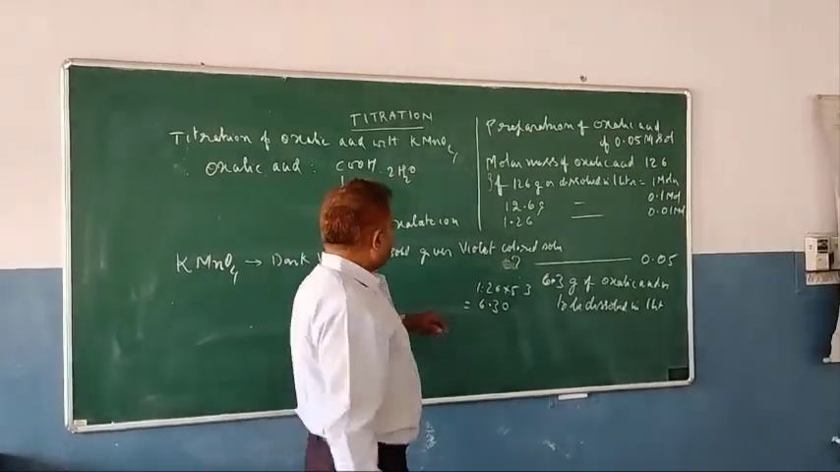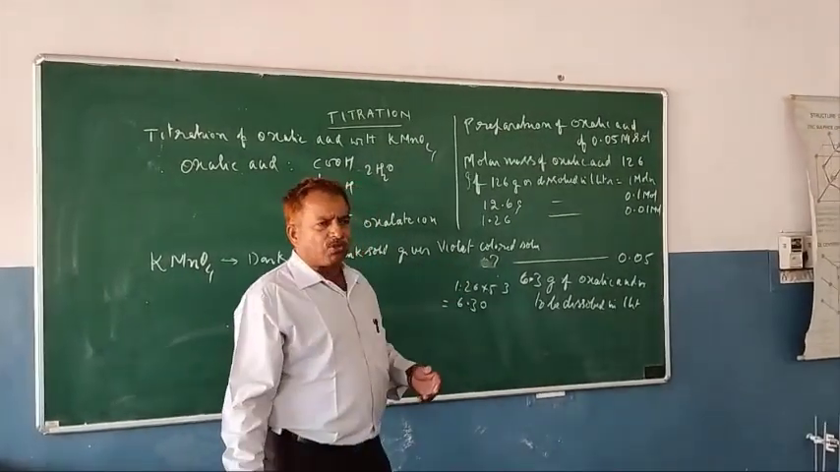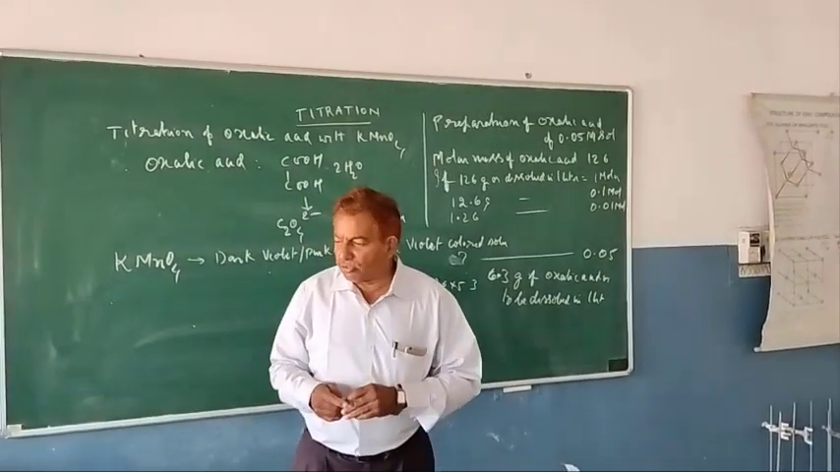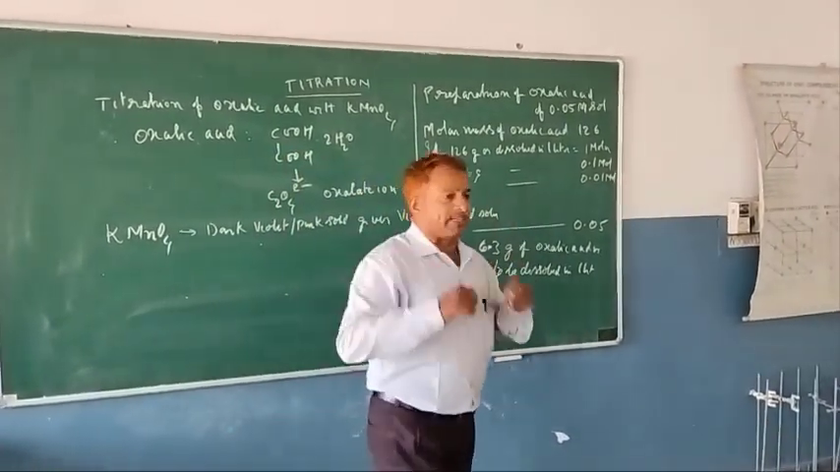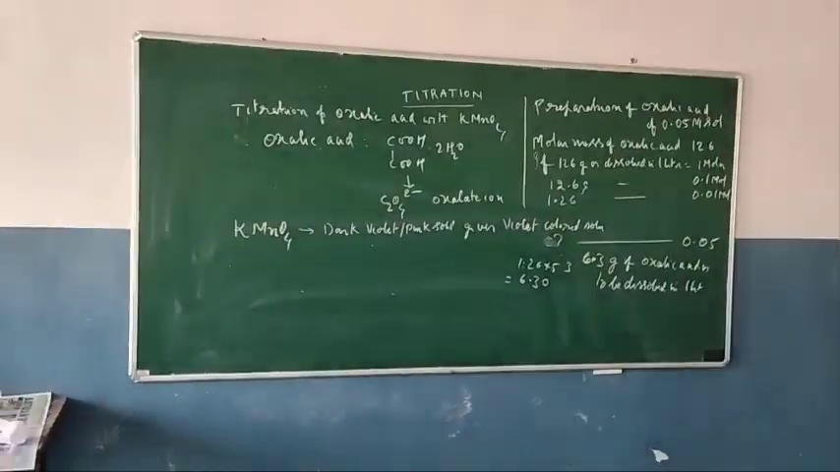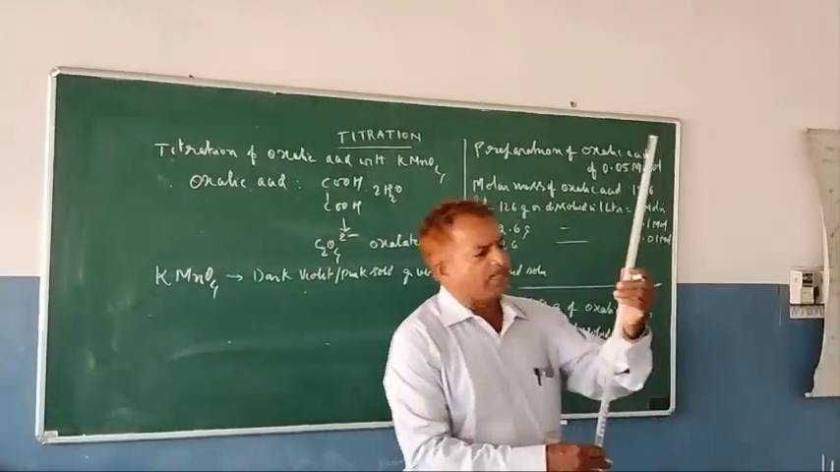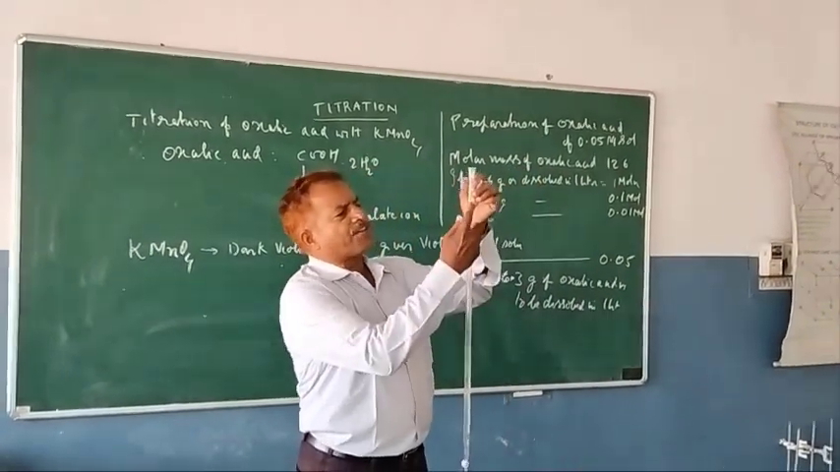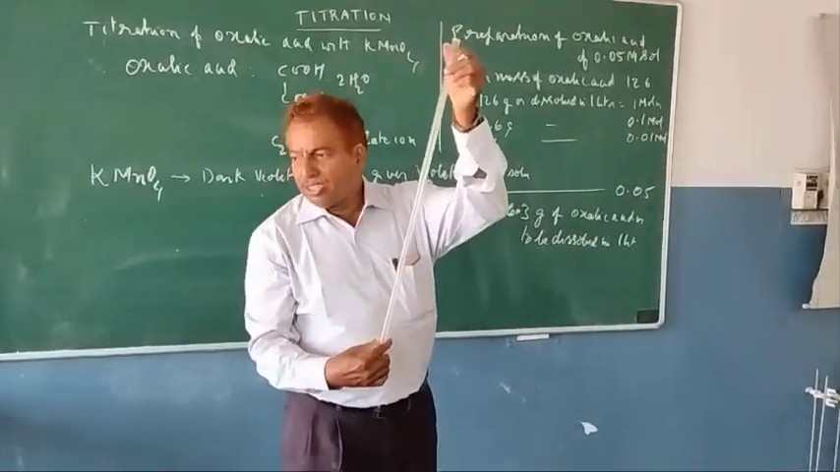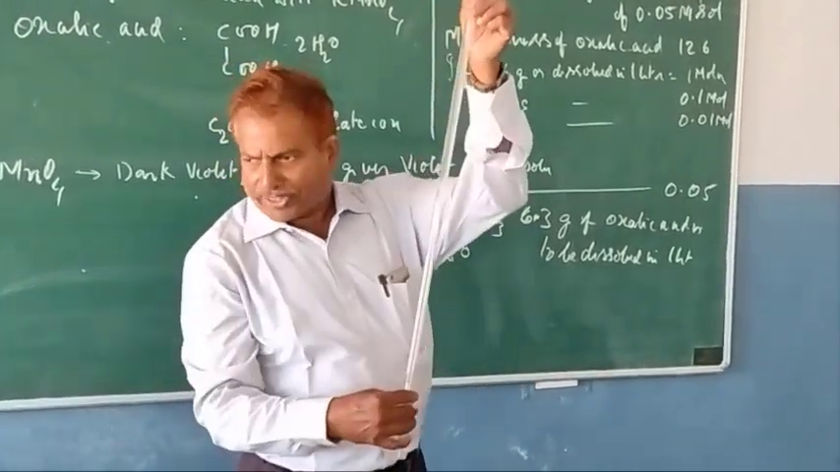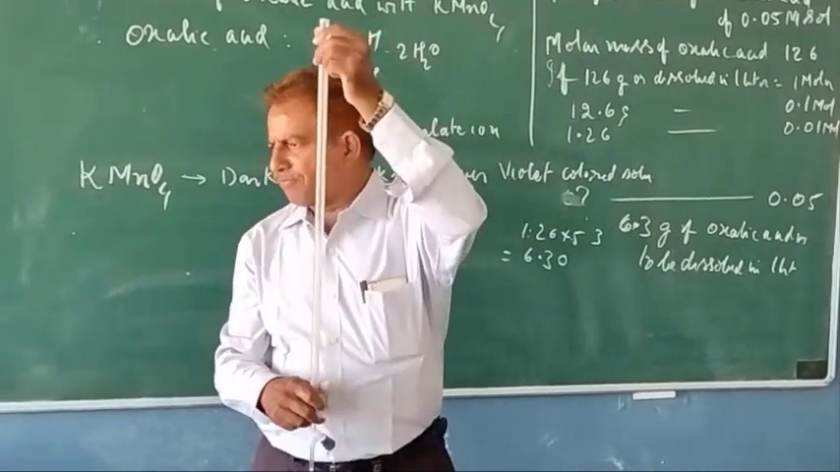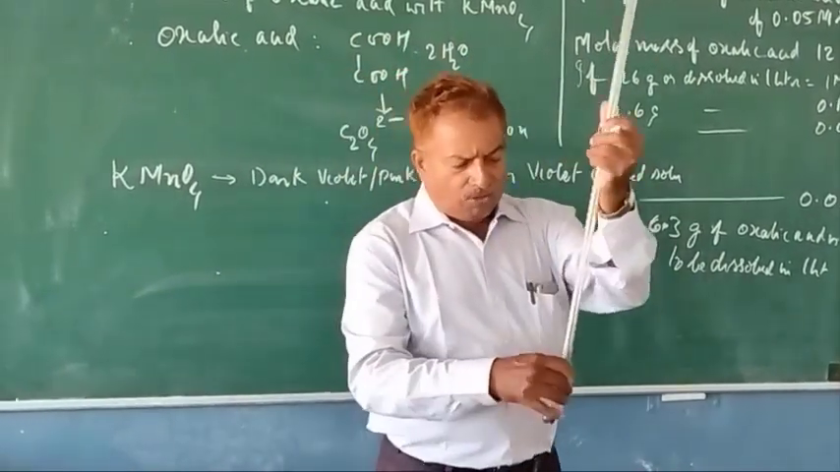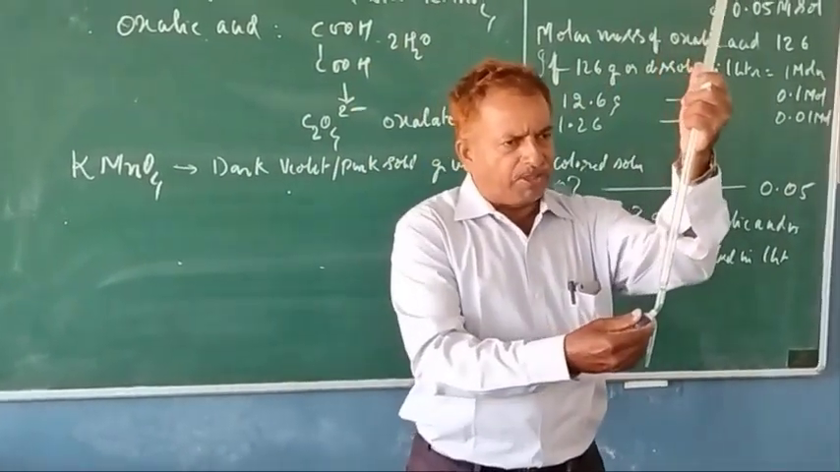Titrate means we take the calculated amount of permanganate in the burette. This is the burette. On this burette, there are graduations. Graduations means measurements. These measurements are from 0 to 50. That means the capacity of this burette is 50 ml. Right. Now, fill the burette with permanganate.